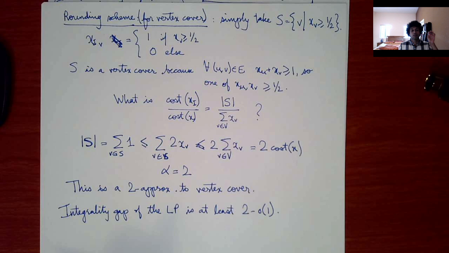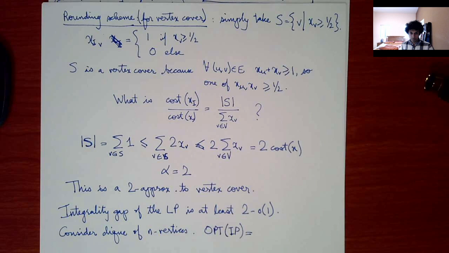And the integrality gap example is actually quite simple. So consider a clique of n vertices. What is the optimal value of the integer program? Clique on n vertices. What is the size of the min vertex cover? What is the size of the minimum vertex cover in a clique?